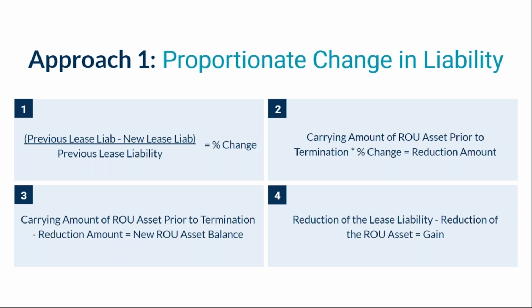You see this in step 4. So then the journal entry for the partial termination is a credit to the right of use asset, a debit to the lease liability, and a debit or credit to gain or loss on the income statement.